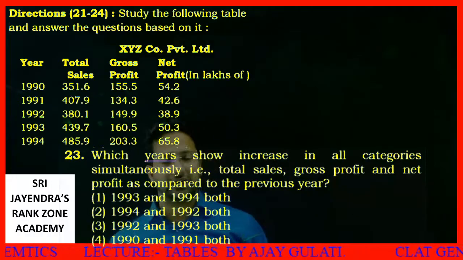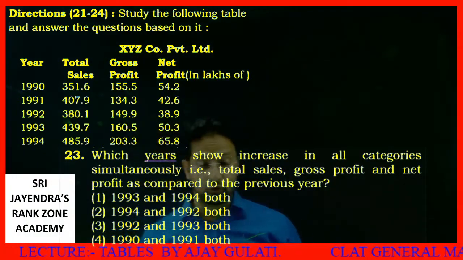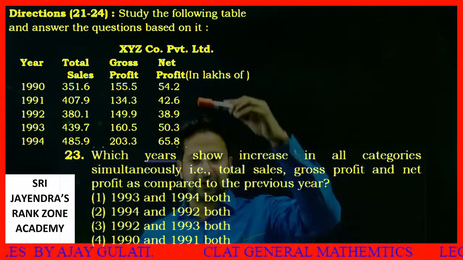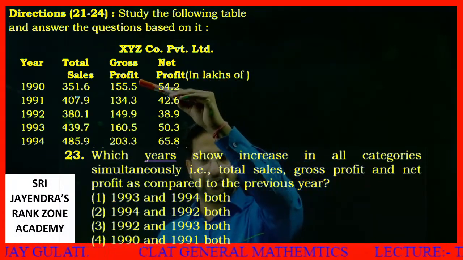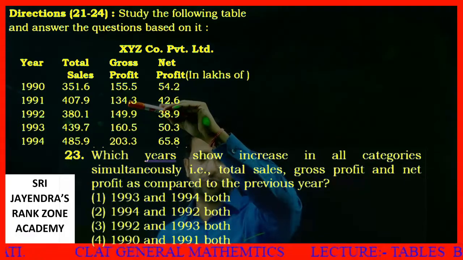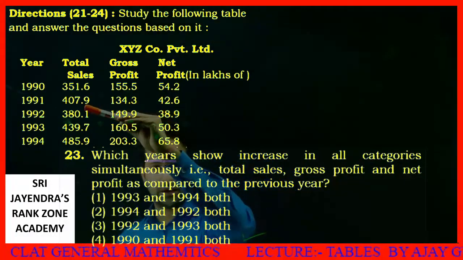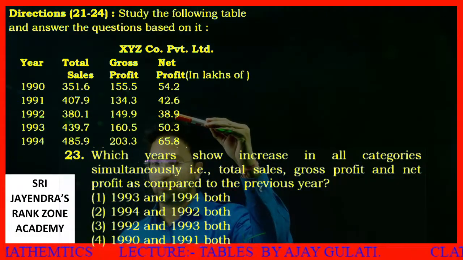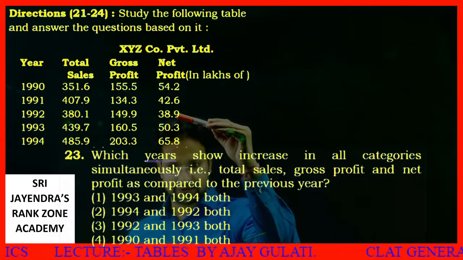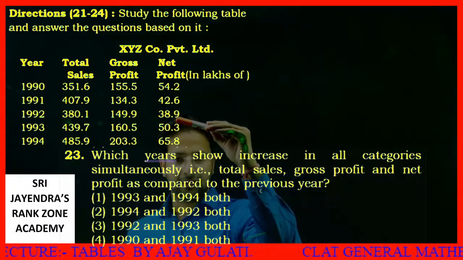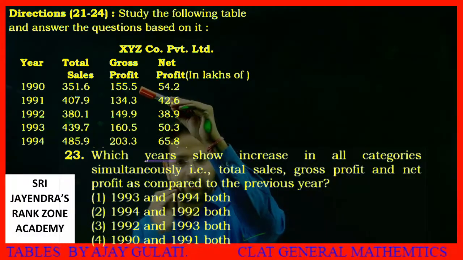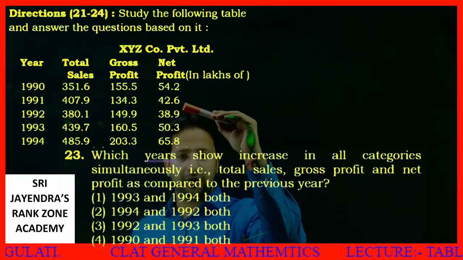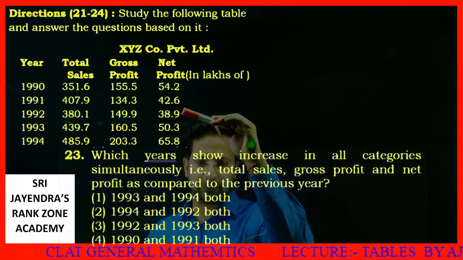Which years show an increase in all the categories simultaneously, that is total sales, gross profit, net profit, as compared to the previous year? Let's start with the first years. This value does not increase, so this is not possible. From here to here, 42.6, 38.9, this value is not increasing, so this is also not possible. From 90 to 91, we see there is a decrease, so not possible. 91 to 92, again there is a decrease, so not possible.